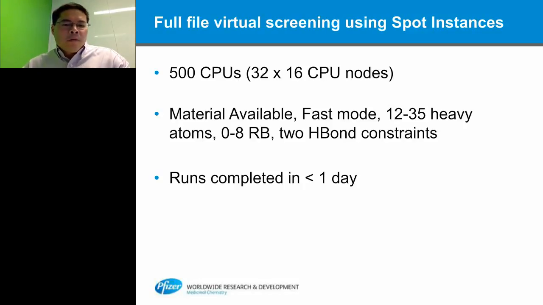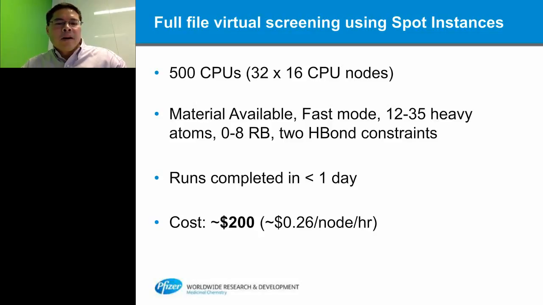Good news, the run completed in a day, and amazingly, the total cost of the experiment, a full file virtual screen, was $200, 26 cents per node per hour, which, as I said, is extremely attractive.